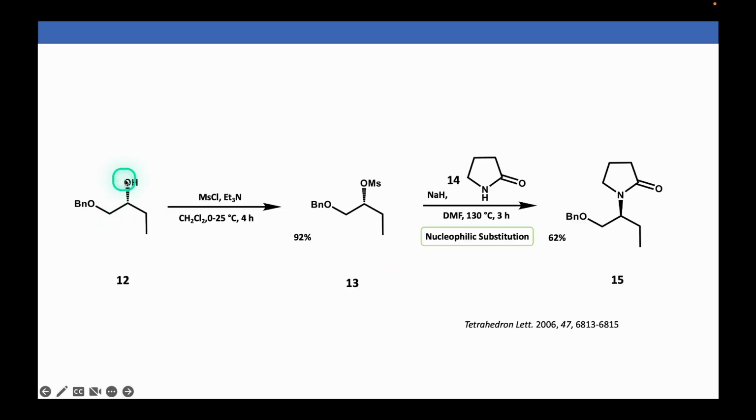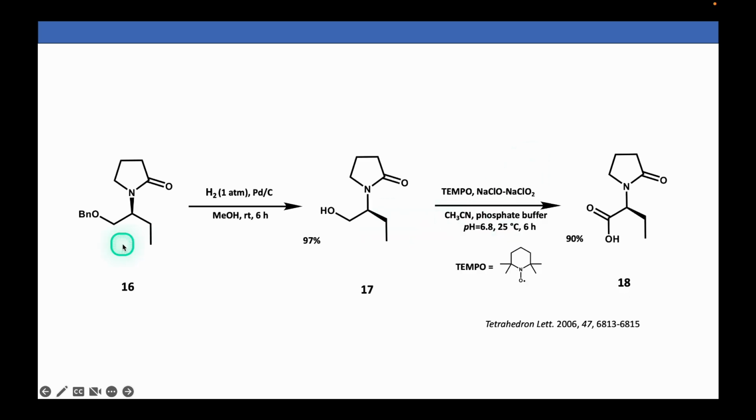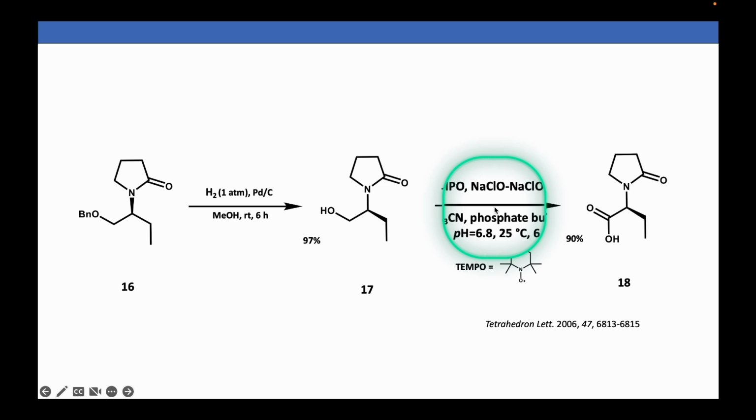The secondary alcohol in 12 is converted into a good leaving group by forming its mesylate to create compound 13. The nucleophilic substitution of the mesyloxy group by the 2-pyrrolidone 14 occurs with inversion of configuration and produces the intermediate 15. The catalytic hydrogenation of the benzyl ether produces primary alcohol 17, which is oxidized using TEMPO and sodium chlorite to generate the carboxylic acid 18.